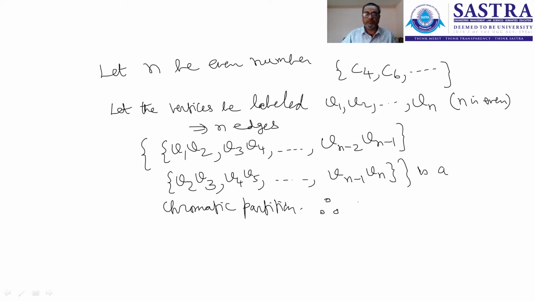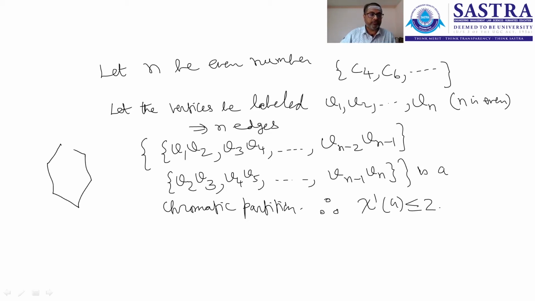Therefore chi dash of G is less than or equal to 2. Okay, so in this case you don't have any problem in finding this inequality, because you just have to give a chromatic partition of the graph G. So now if you look at this particular example, I will take a larger one.